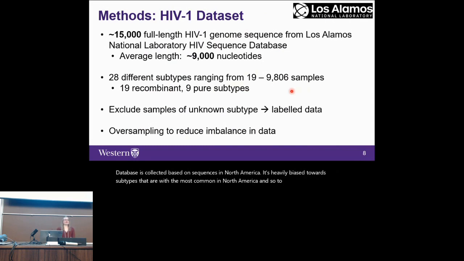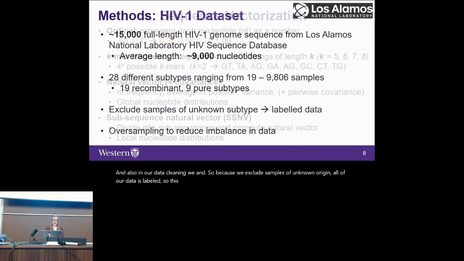And so to address this imbalance, we apply some oversampling. We explore a variety of different methods. We first tried a conservative approach that's just tripling the number of sequences in the minority classes. We also tried synthetic minority oversampling, and we actually found that our naive method seemed to work the best in our cross-validation studies. Also, in our data cleaning, because we exclude samples of unknown origin, all of our data is labeled. So now we have our data.